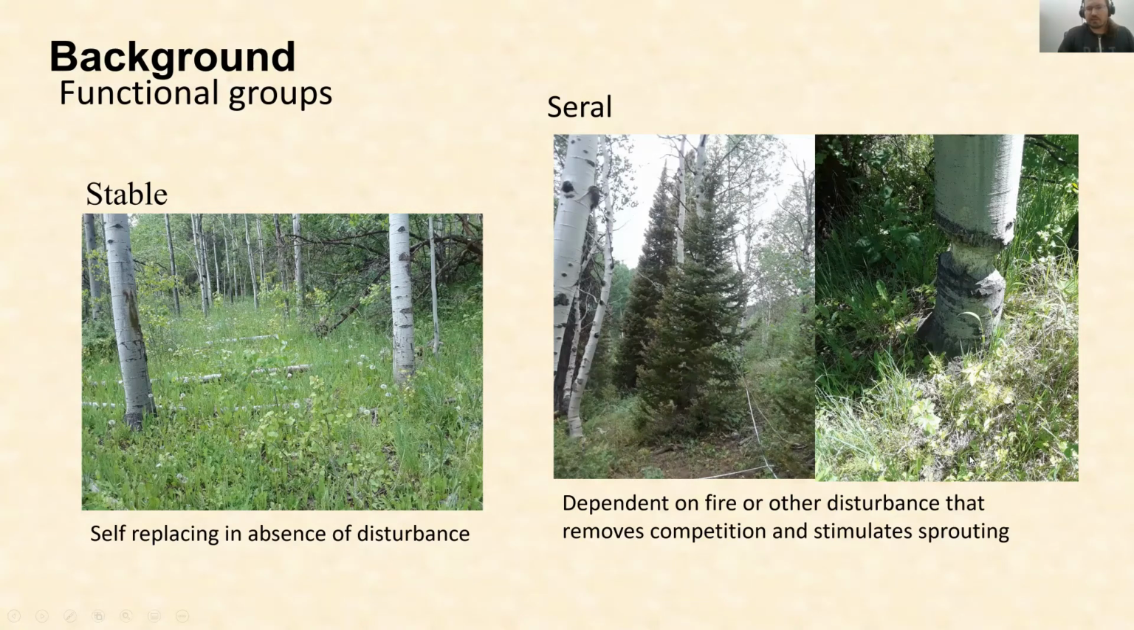And then other stands that aren't even susceptible to conifer encroachment are still poor sprouters, so they require some kind of disturbance, such as beaver or fire, or even other land use such as timber harvest, to kill the mature stems to stimulate the sprouting from the rootstock.